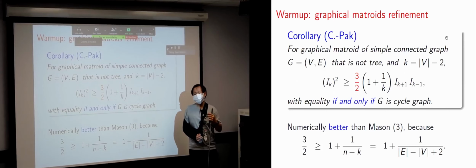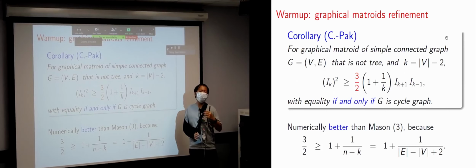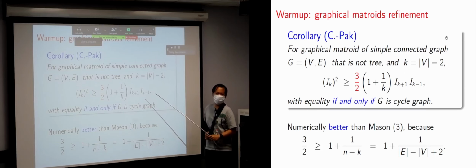Let me now do the refinement for matroids. If you want to go directly to the full refinement for all matroids, things can be a bit tricky. Things can be very technical. So let us just do a quick warm up for a very special case of a graphical matroid, for when k is equal to the number of vertices minus 2.